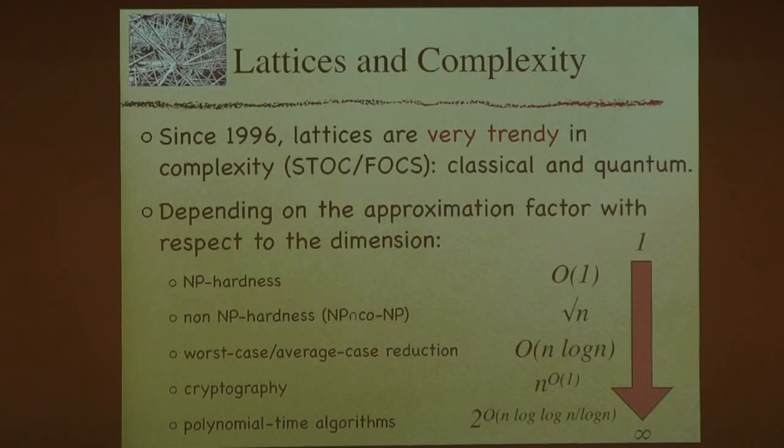Depending on the approximation, if the approximation factor is very small, these problems are essentially NP-hard. So we don't expect to solve them efficiently. On the other hand, if we relax our problems up to square root of the dimension, these problems become non-NP-hard, which does not mean that we can solve this problem, but it's unlikely to be as hard as an NP-hard problem. And if we relax even further, if we go to a linear factor in the dimension, then we have this worst-case to average-case reduction. And if we relax even more, up to some polynomial factor, then we can do cryptography.